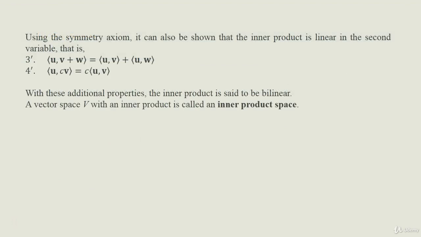And you can see this here. Using the symmetry axiom, it can also be shown that the inner product is linear in the second variable, that is, the inner product of U and V plus W is equal to the inner product of U and V plus the inner product of U and W. And the next one is that the inner product of U and CV is equal to C times the inner product of U and V. With these additional properties, the inner product is said to be bilinear. A vector space V with an inner product is called an inner product space.